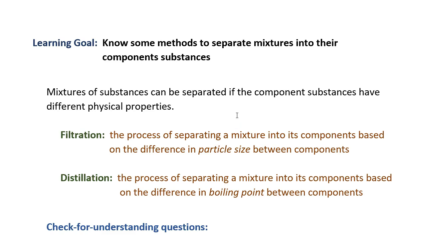The final learning goal for the lesson is to know some methods to separate mixtures into their component substances. A key idea is that mixtures of substances can be separated if the components have different physical properties. Now, there are many ways to separate substances based on differences in physical properties. We're going to focus on two of them.